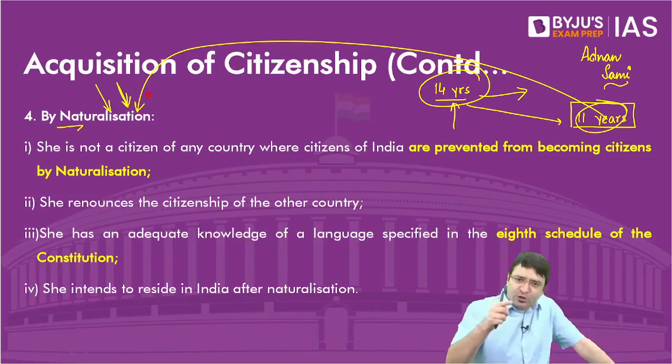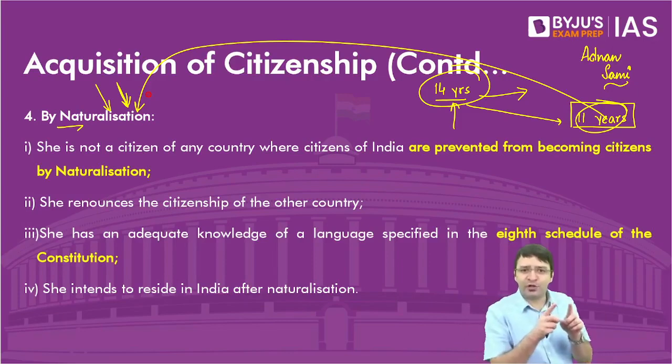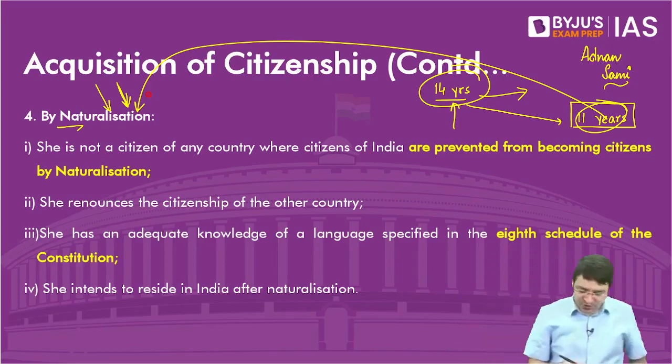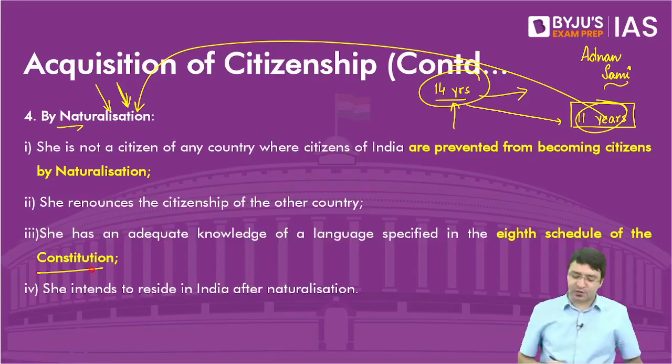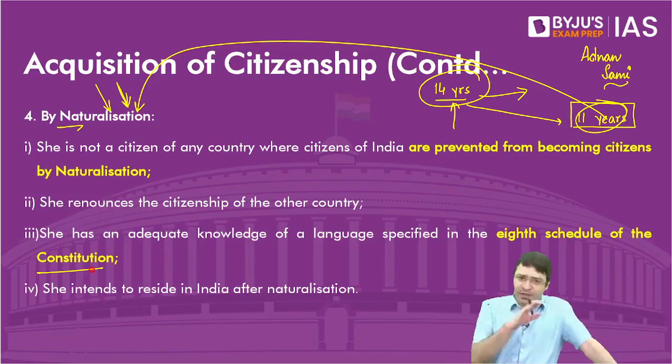And if you want to become an Indian citizen through naturalization, it basically means that you should have the knowledge of any language mentioned in the 8th schedule of the Constitution. And your intention should be to reside in the country for an indefinite period, for a permanent period. You're not a fly-by-night operator who will get Indian citizenship and run away.